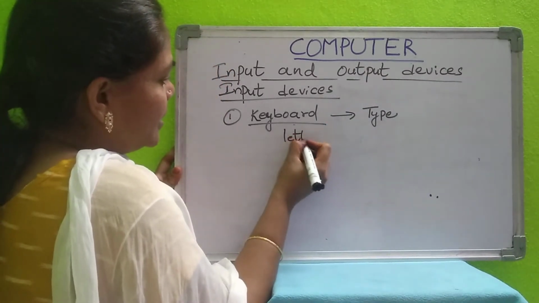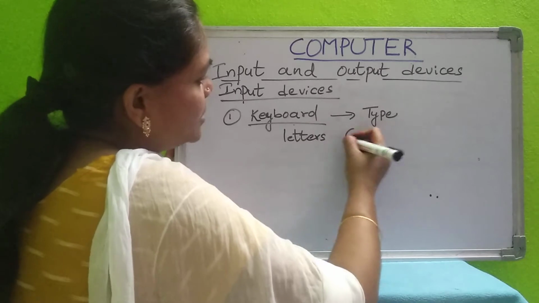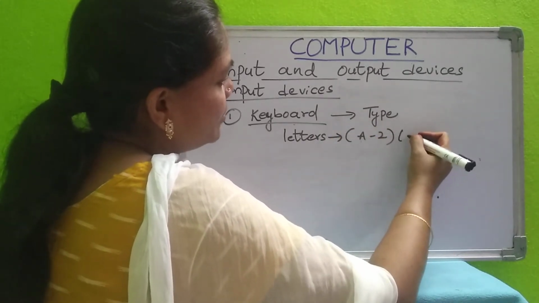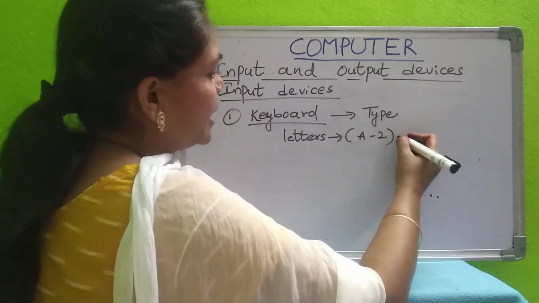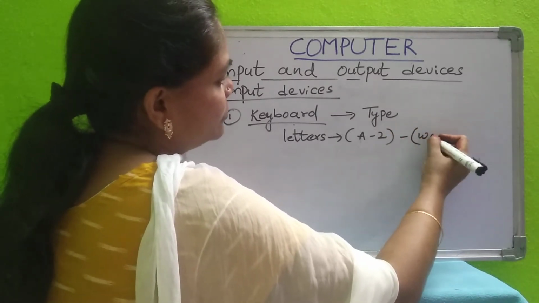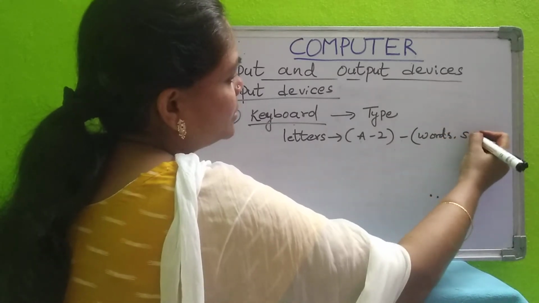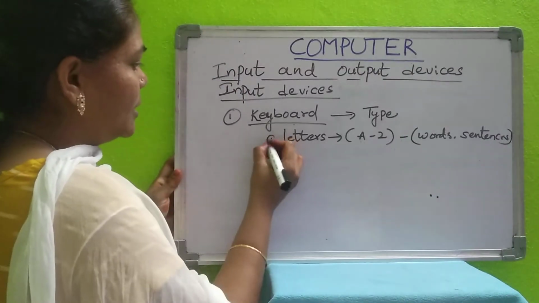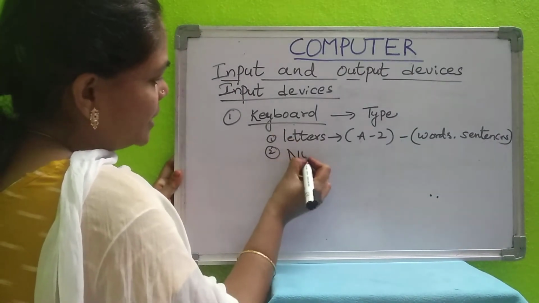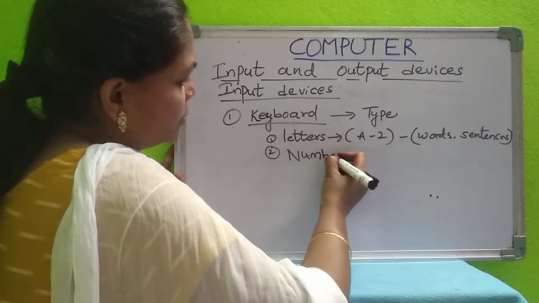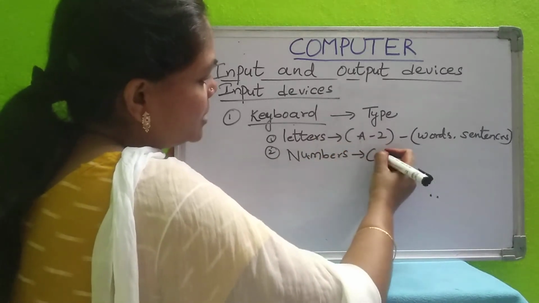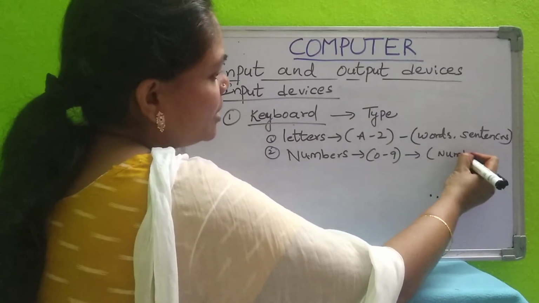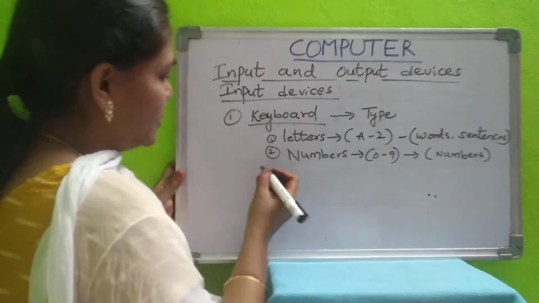What can we type? We can type letters. Letters means A to Z, alphabets. Using these alphabets, you can make words and sentences. Next one is numbers. We can type numbers. How many number keys are there? 0 to 9. Using these number keys, we can make numbers of many digits.